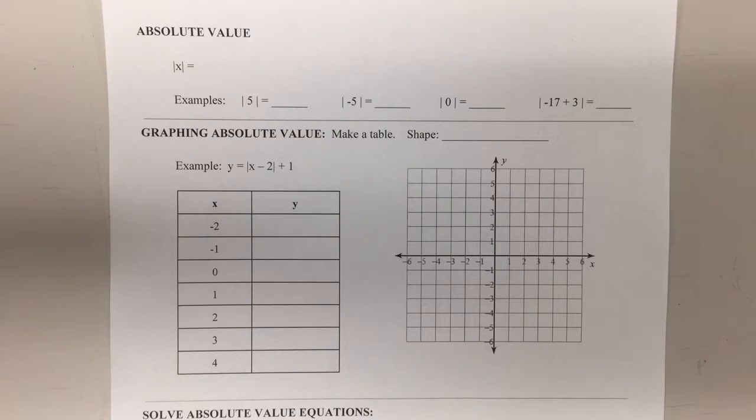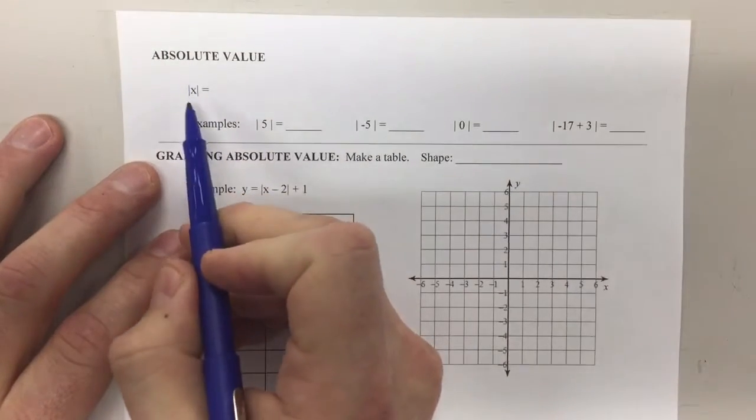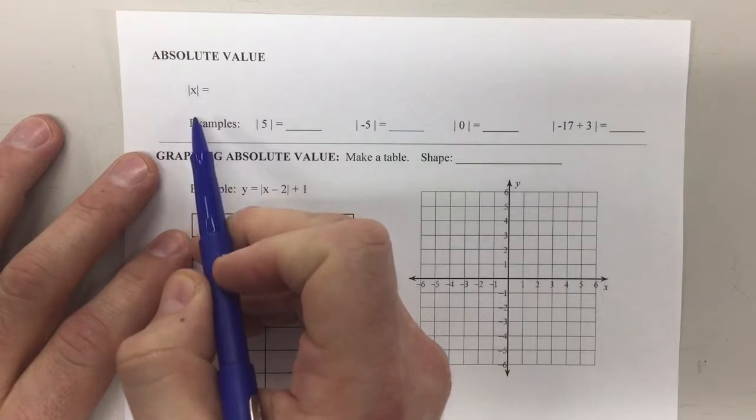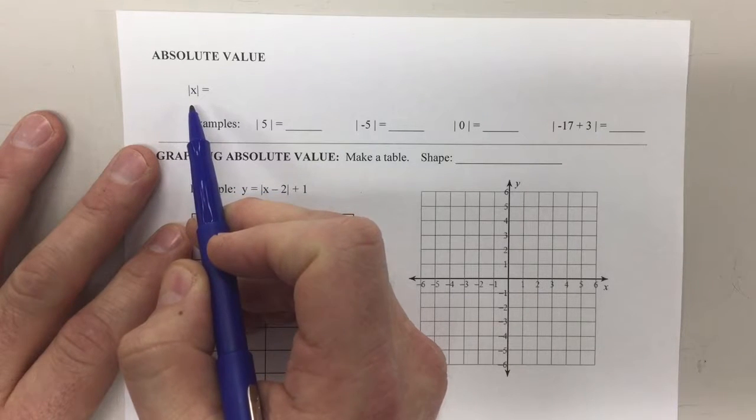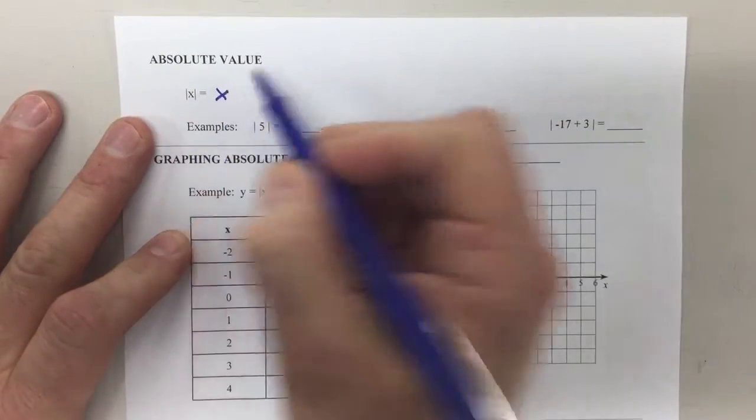Absolute value notes. Absolute value is a function where the variable is inside two vertical lines. Basically, anything inside those two vertical lines always has to come out positive. So the absolute value of x is simply x.